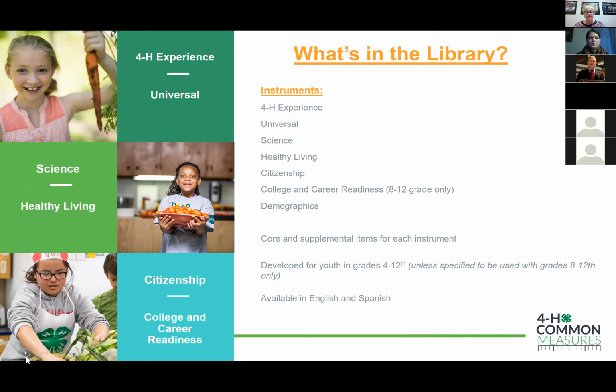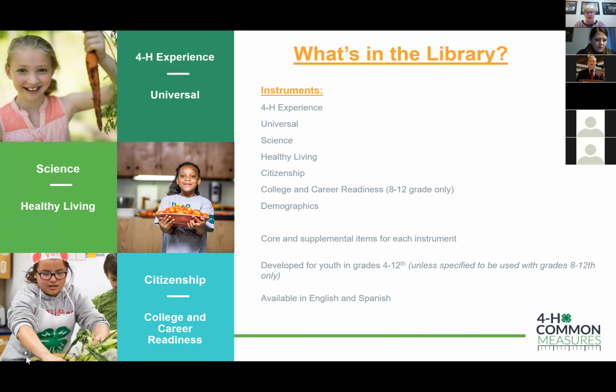The library contains 6 survey instruments as well as a demographic instrument: the 4-H experience, universal, science, healthy living, citizenship, and college and career readiness. Each survey instrument is available in a core format and the full items format. Because survey length is always a concern, we've identified core items. Those are the items that should be used together, with the option of adding supplemental items. The MAP Academy helped us identify the core items that statistically hold together, while the Common Measures team provided input on the items that are most transferable across multiple programs.